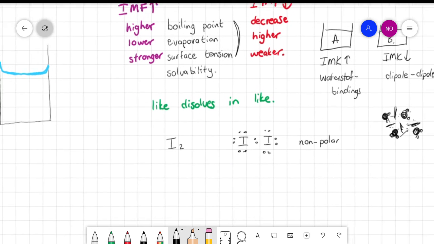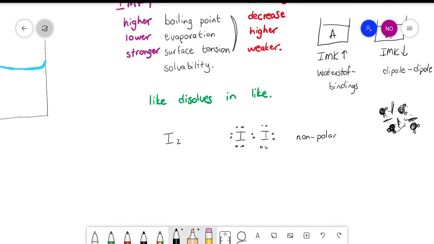Okay, then the other one that you're going to test is table salt. Now this is one of those things, it's ionic bonds. But do you agree that ionic bonds on this table is closest to dipole-dipole? So we're going to treat them as dipole-dipole bonds for this practical.